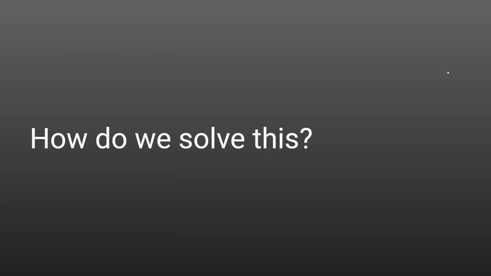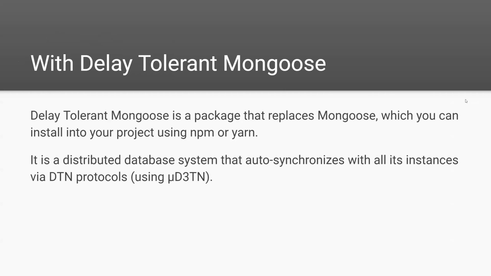So how to solve this with delay tolerant mongoose? Delay tolerant mongoose is a package that will replace mongoose. It's a wrapper for mongoose that has delay tolerant methods. It means that instead of updating only your database, it also forwards all the messages to all the instances you have of delay tolerant mongoose. And for doing that in a DTN, it uses a protocol called micro-DTN.